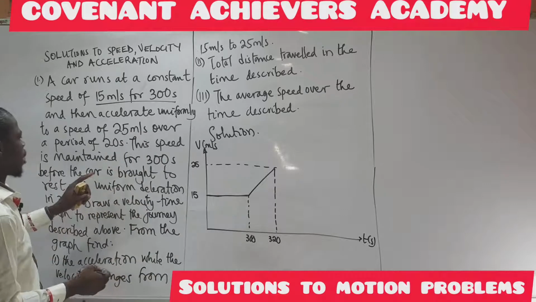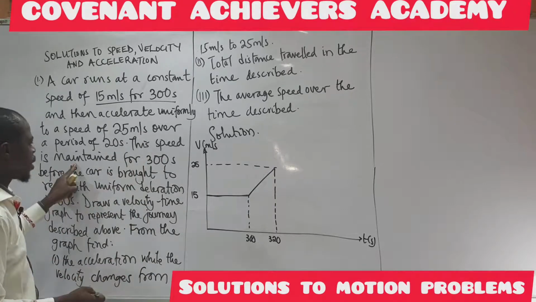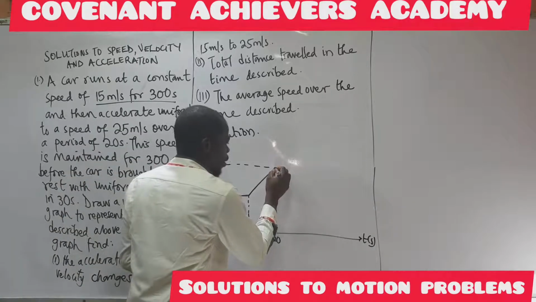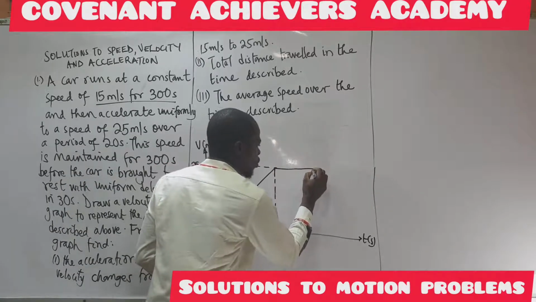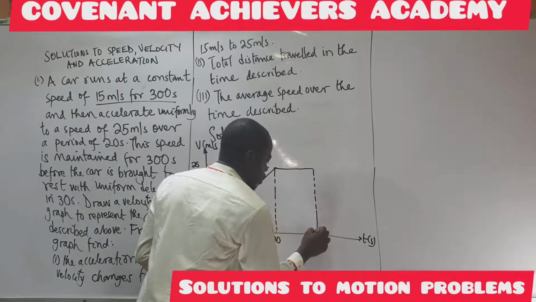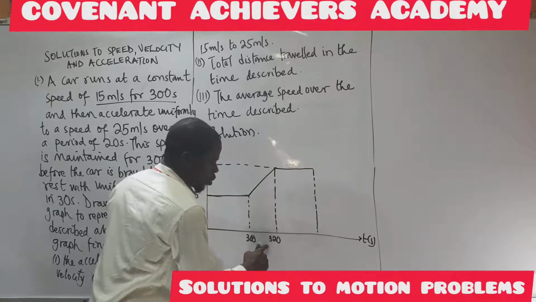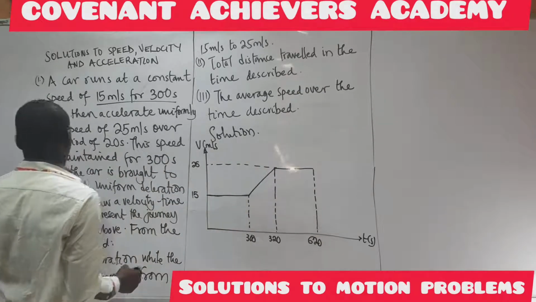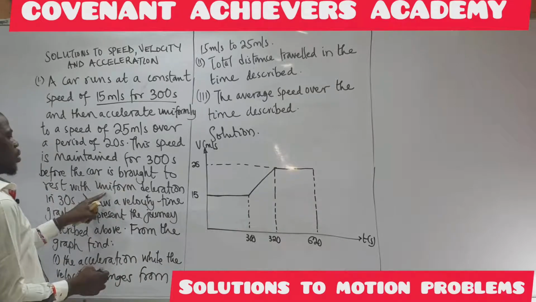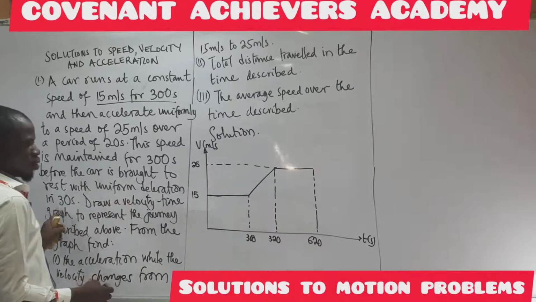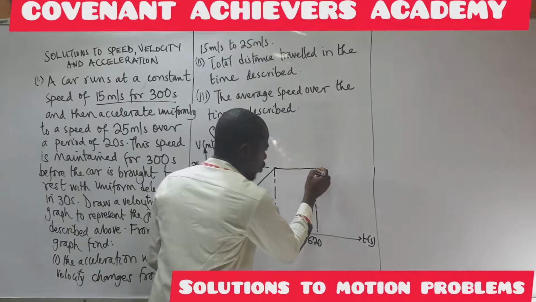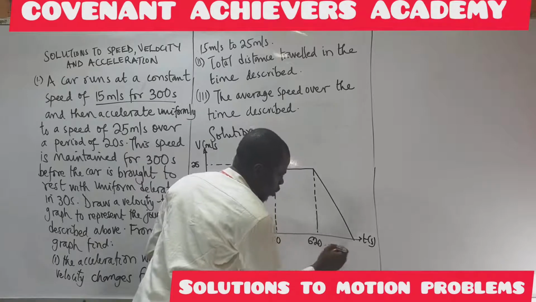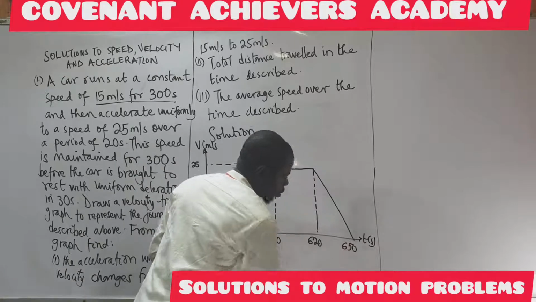Now the question goes further and says that this speed is maintained for 300 seconds. This speed of 25 meters per second is maintained for 300 seconds, and that is 300 plus 320, that's 620 seconds. Then the car is brought to rest with uniform deceleration in 30 seconds. 30 plus 620 gives us 650 seconds.